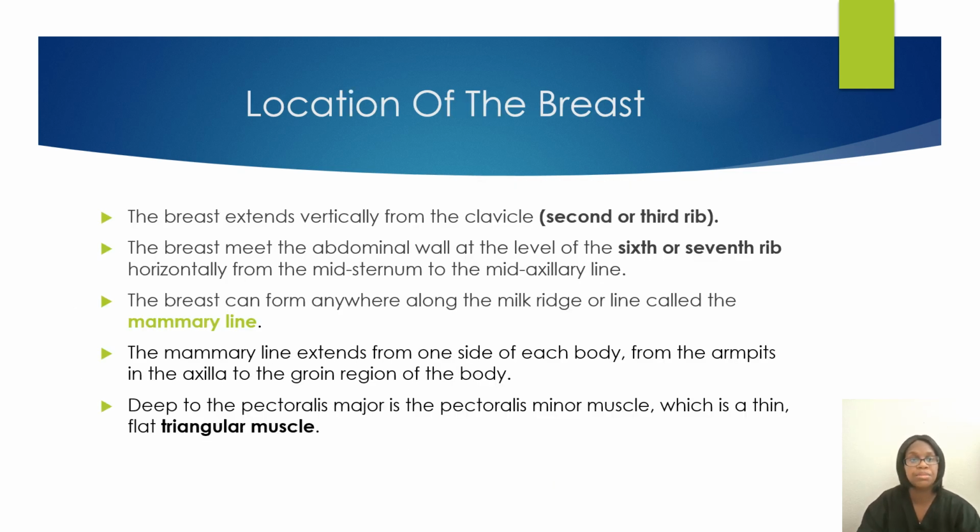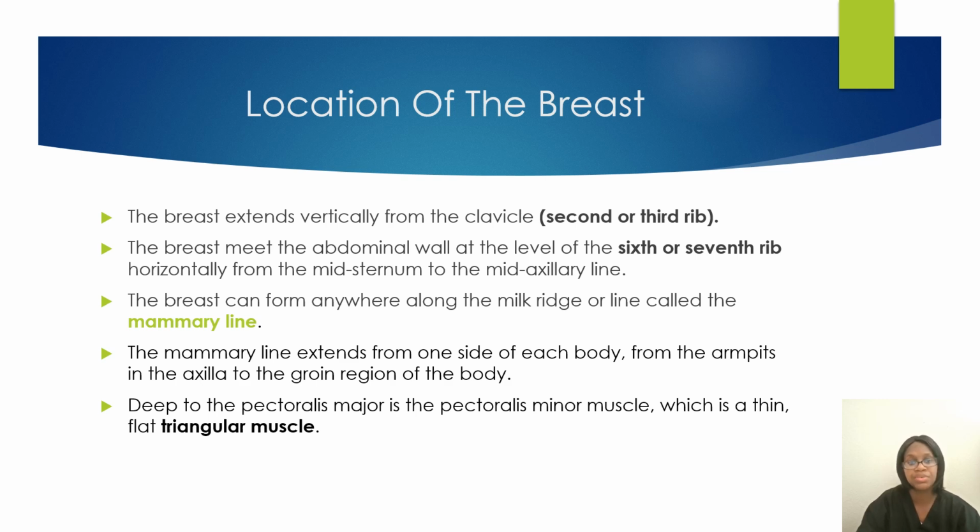The location of the breast: the breast extends vertically from the clavicle, the second or the third rib, that's where it's located. The breast meets the abdominal wall at the level of the sixth or seventh rib, horizontally from the mid-sternum to the mid-axillary line. The breast can form anywhere along the milk ridge or line called the mammary line. So you have your mammary line extending on each side of the body from your armpits, the axilla, to the groin region of the body.